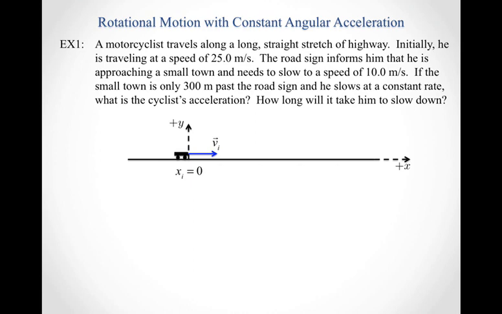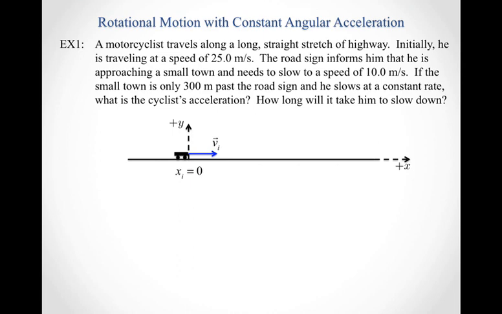But what I want to emphasize is that the process we're going to use to solve this one-dimensional translational motion problem is going to be very similar to what we're going to do in solving our rotational kinematics problems. So here we're told that we've got a motorcyclist. He's traveling along a long straight stretch of highway. Initially he's traveling with a speed of 25 meters per second. The road sign informs him that he's approaching a small town and needs to slow to a speed of 10 meters per second. If the small town is 300 meters past the road sign and he slows at a constant rate, what is the cyclist's acceleration? How long will it take him to slow down?